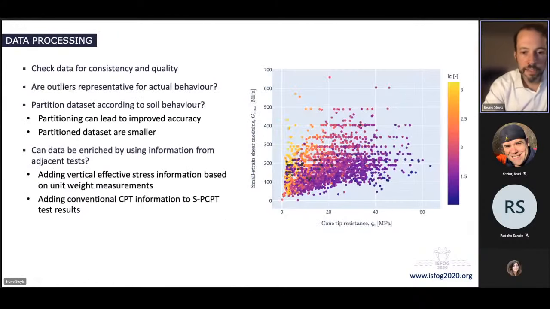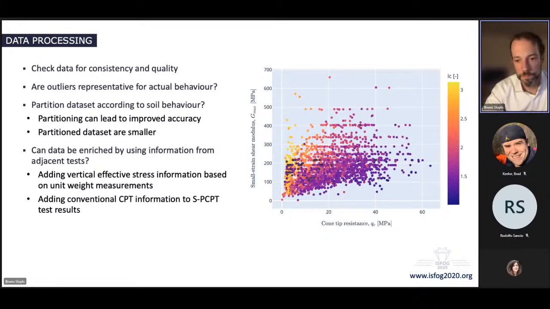And then once we get the data, there will be a data processing task. As you've seen in the previous slide, data processing is actually what data scientists spend most of their time on. We want to check the data for consistency and quality, and check whether any outliers are actually representative for actual foundation behavior. We could decide to partition our data set, only look at sands, only look at clays. That can lead to improved accuracy, but it has the downside that it will also shrink the size of our data set.